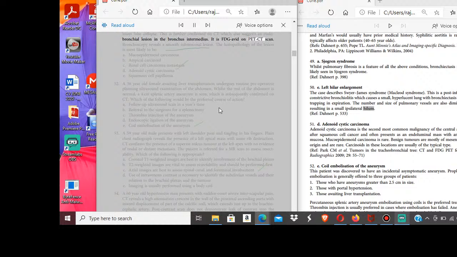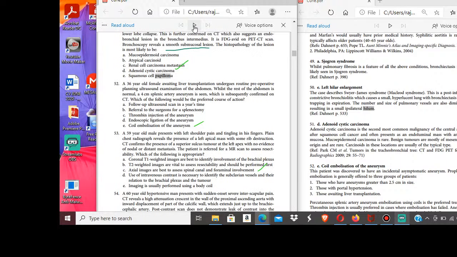It is FDG avid on PET CT scan. Bronchoscopy reveals a smooth submucosal lesion. The histopathology of the lesion is most likely to be A. Mucoepidermoid carcinoma. B. Typical carcinoid. C. Renal cell carcinoma metastasis. D. Adenoid cystic carcinoma. E. Squamous cell papilloma.